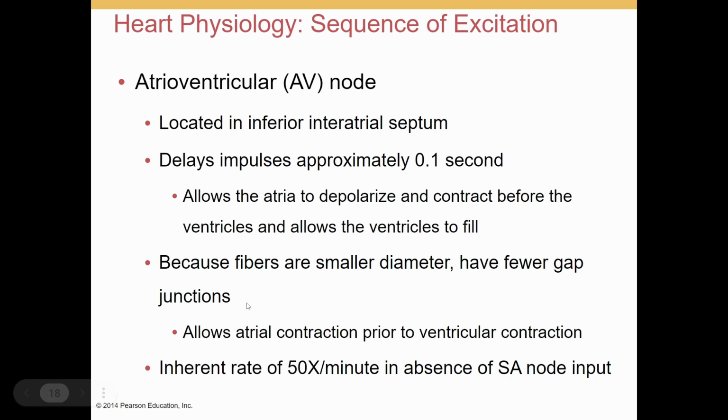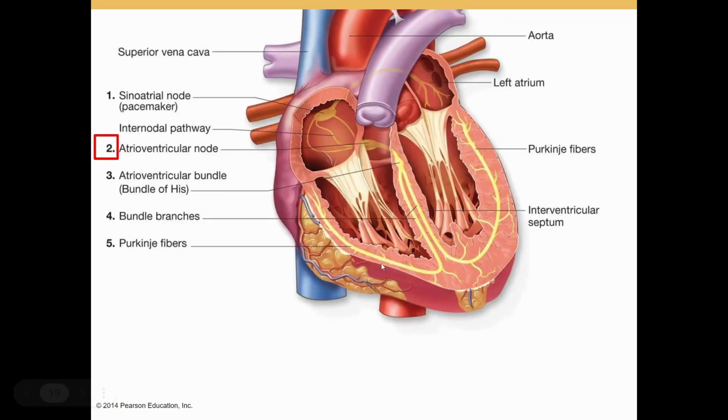And its inherent rate of contraction is about 50 beats per minute. And that would be what the heart beats at in the absence of SA node input. You can see here again, sinoatrial node, right atrium, closer to the septum, being covered by part of the pulmonary trunk. That is the AV node.